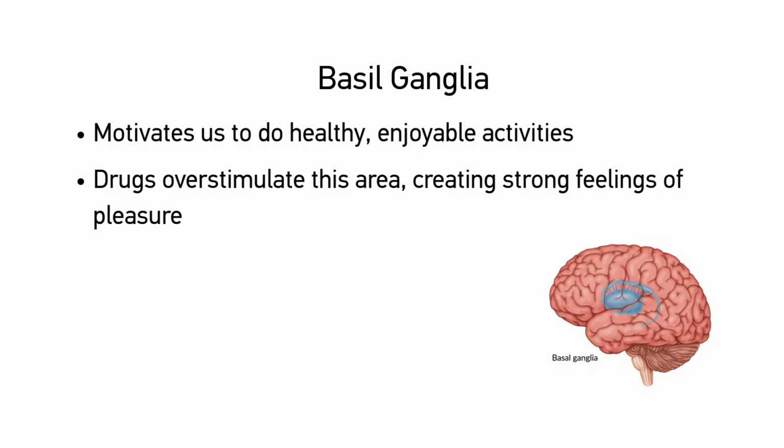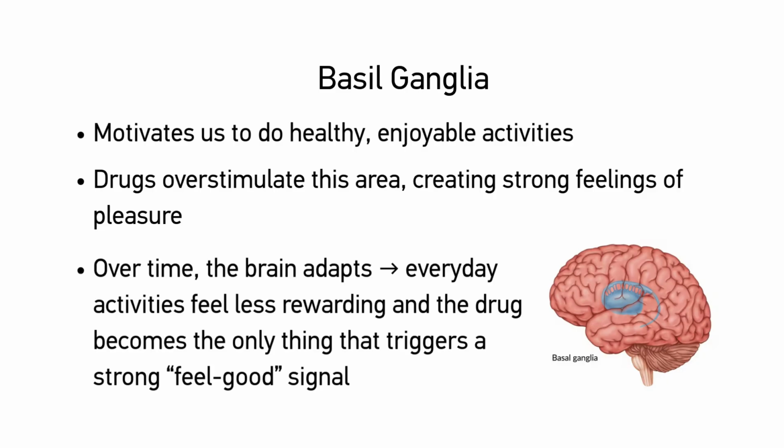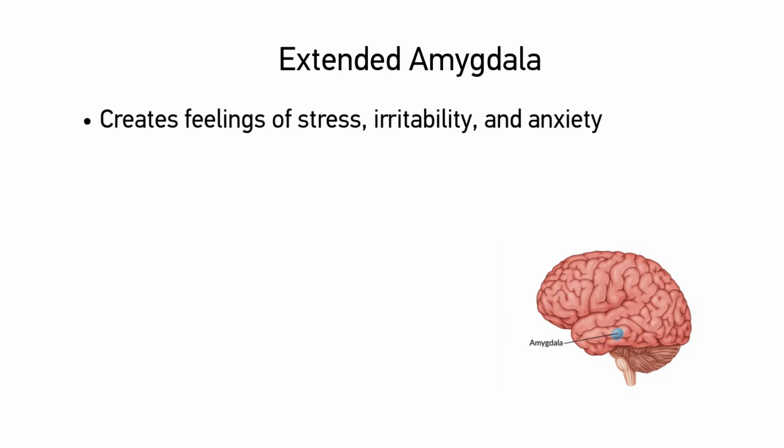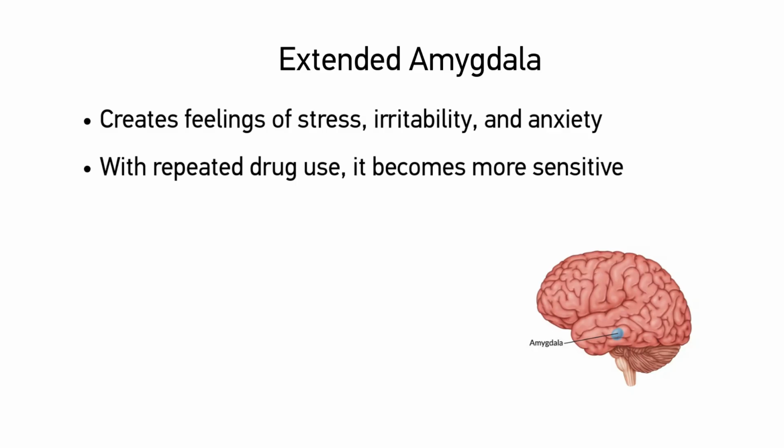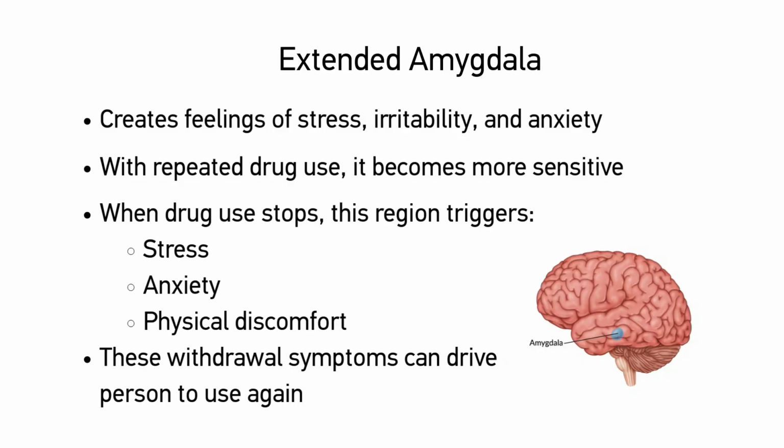Drugs that overstimulate the basal ganglia create intense feelings of pleasure, but over time the brain adapts, making it harder to feel good from anything except the drug. The extended amygdala helps create feelings of stress, irritability, or anxiety. With repeated drug use, the extended amygdala becomes more sensitive. When someone stops using drugs, this part of the brain triggers withdrawal symptoms, making the person feel sick, stressed, or uncomfortable, which can drive them to use again.